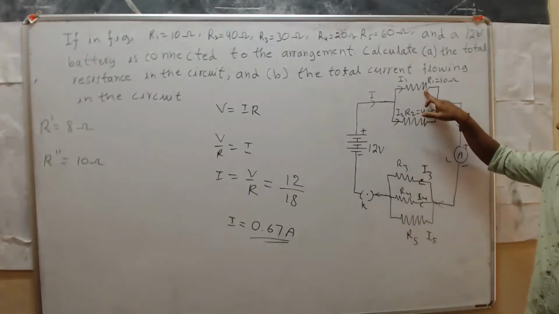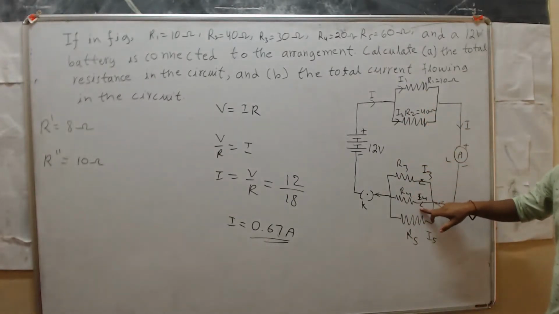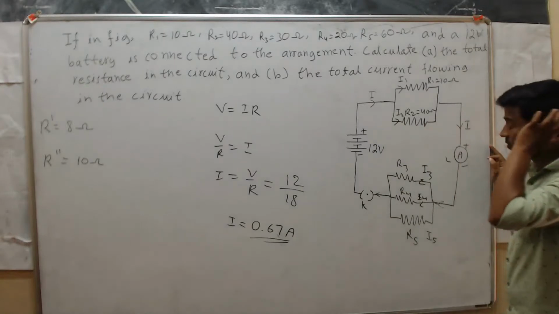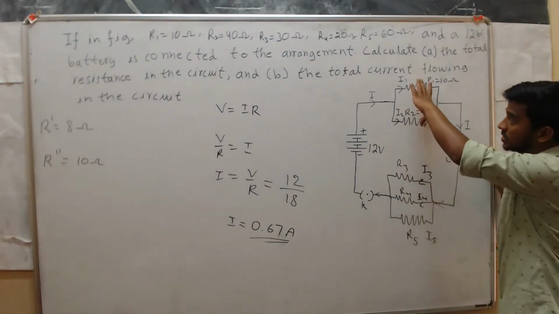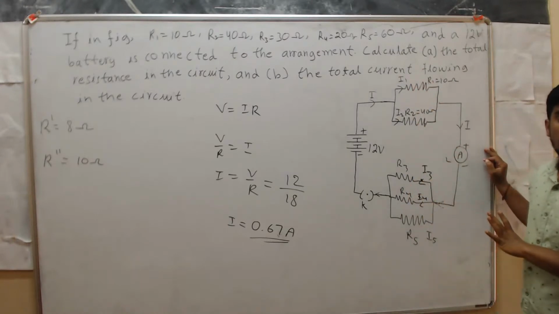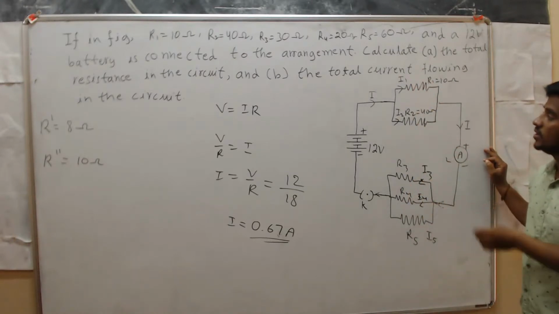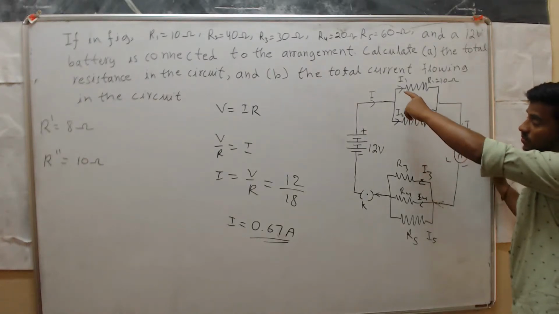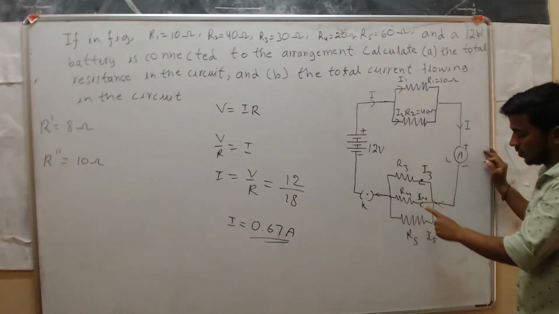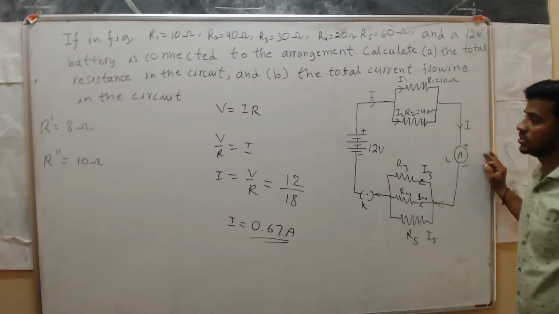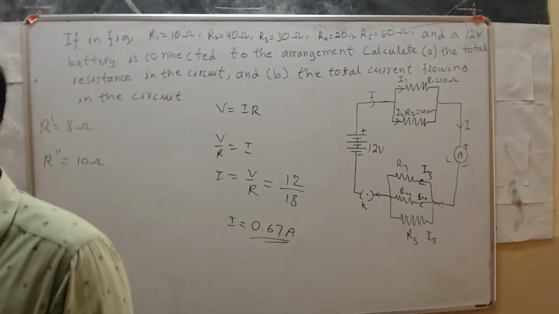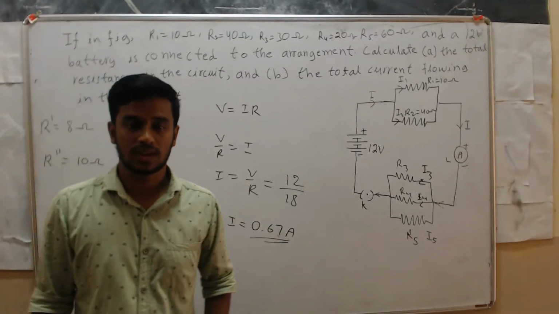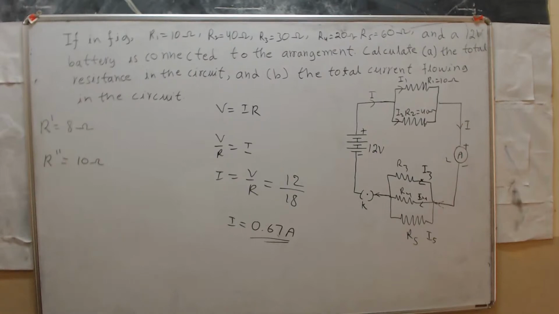So here you can't take 12 volt, 12 volt, 12 volt, 12 volt, 12 volt. Why? Because the voltage divides among this combination and this combination, since they are in series. So think and do it. Find out I1, I2, I3, I4, I5. This is homework for you. I will stop here. Tomorrow I will continue the class. Problem discussion.